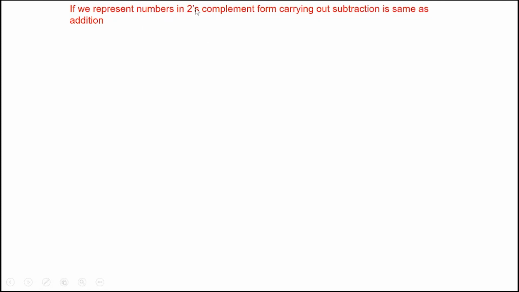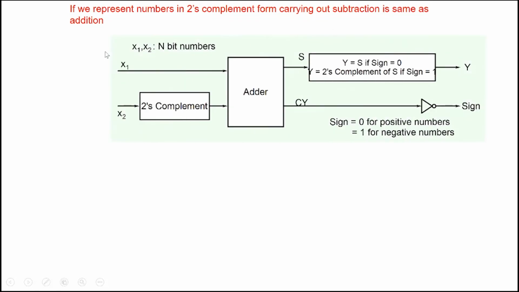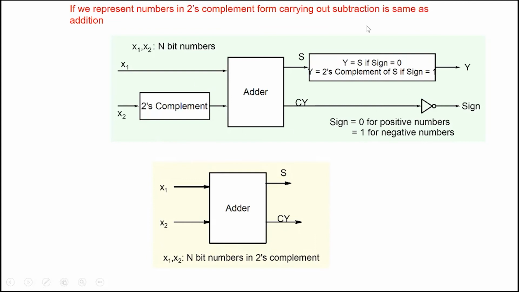So if we represent numbers in 2's complement form, carrying out subtraction is the same as addition. Right? A positive number stays as it is. So this whole part that we saw, that we could do subtraction using an addition, well, if we use the 2's complement representation of a number, for example, if you're doing x1 minus x2, you can take minus x2 as a negative number and represent it in a 2's complement form.